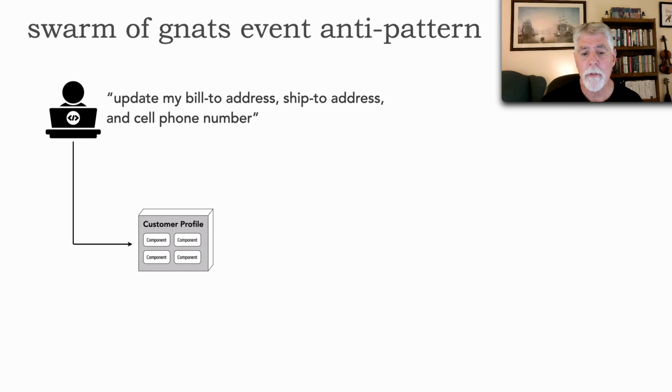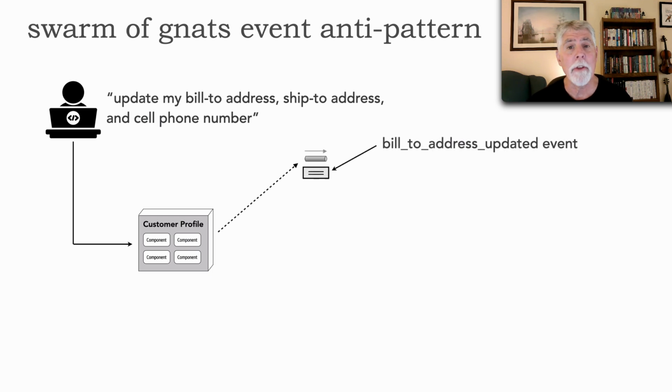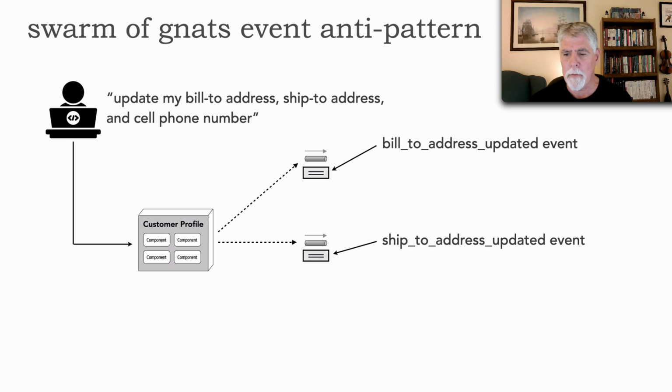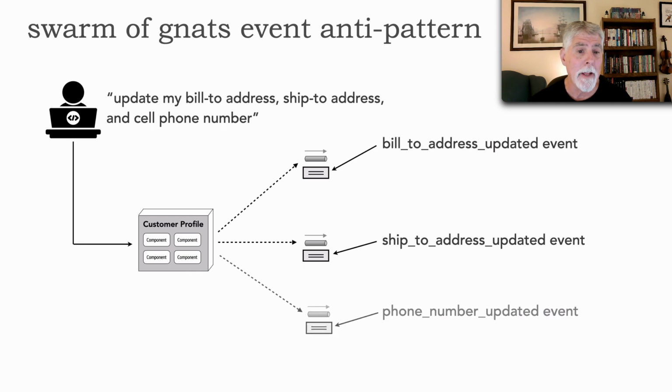That single request comes into customer profile. So it says, oh, we need to update the bill to address. So it does an update in the database and then triggers a bill to address updated event. It then goes and says, okay, now let me update the ship to address, and now triggers another event, the ship to address updated. And finally, it updates the cell number and triggers a separate derived event.